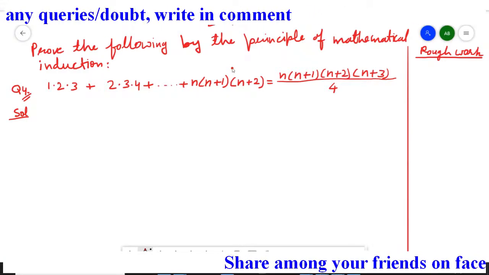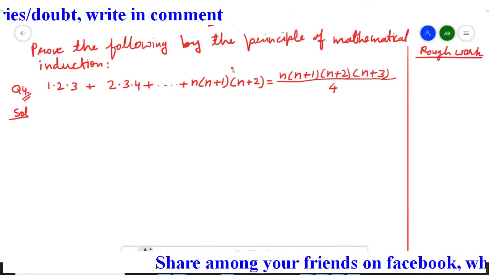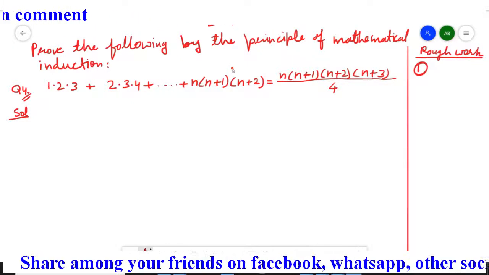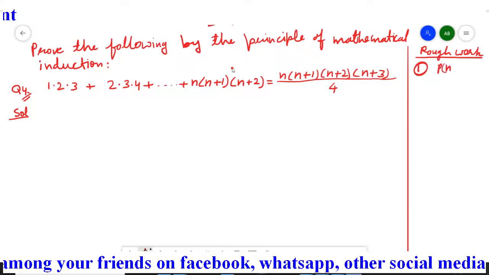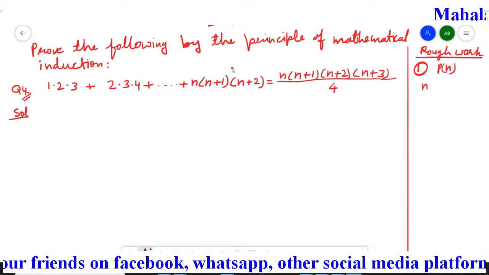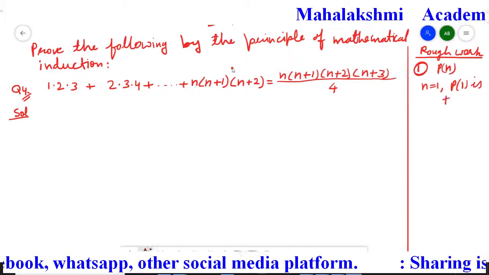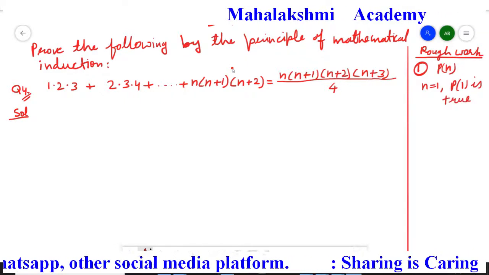Roughly I am just writing here the 3 steps. The first step is, first of all, we'll assume the given statement as Pn, and then we'll prove that for n equal to 1, P1 is true. This is our first step. We have to prove that P1 is true.